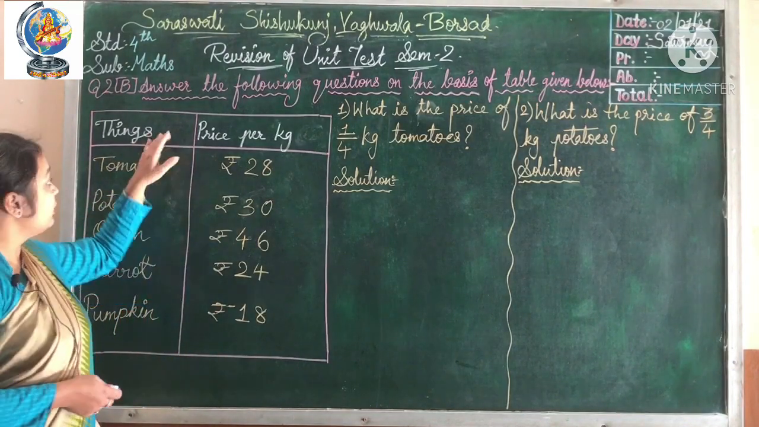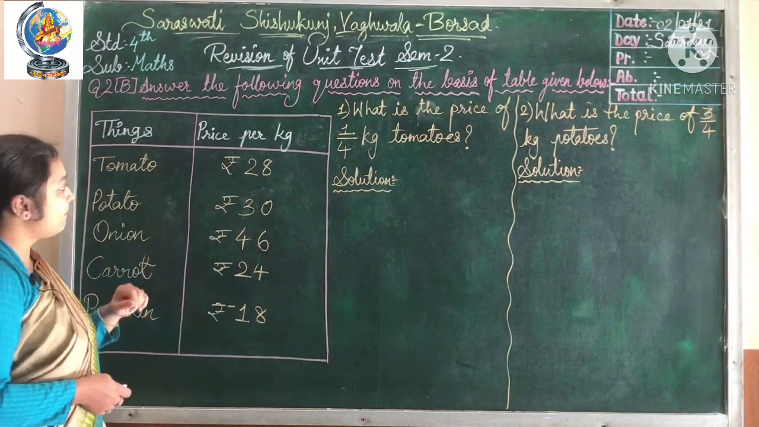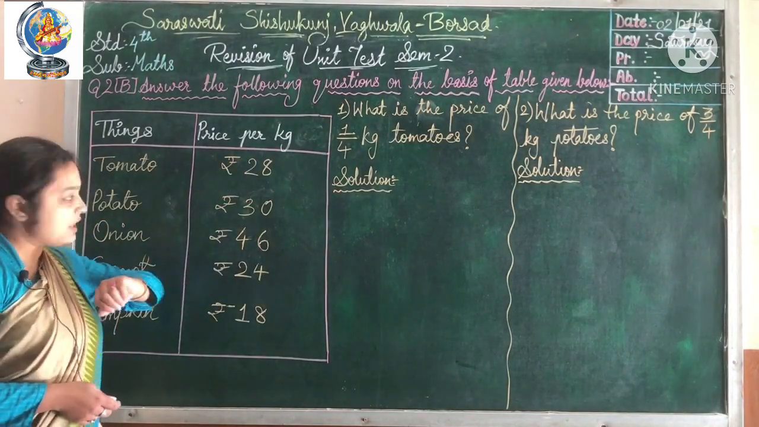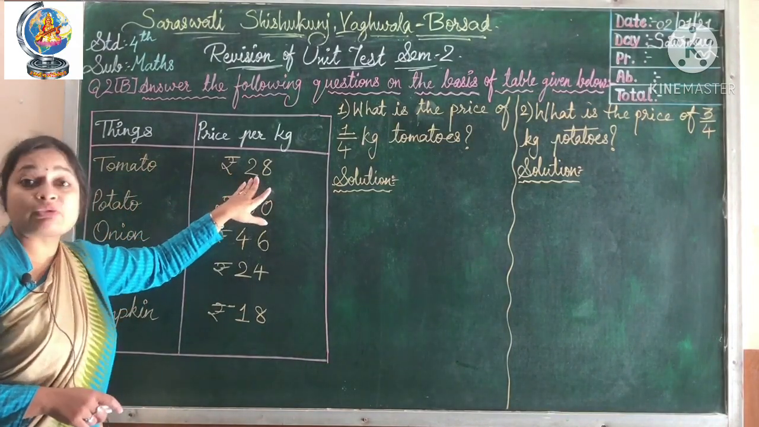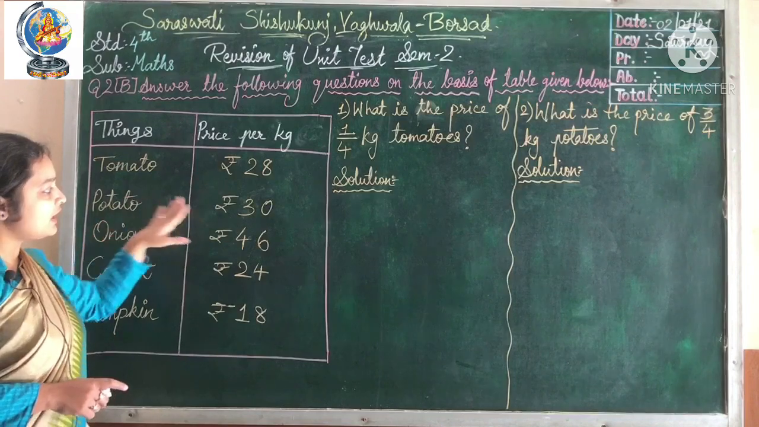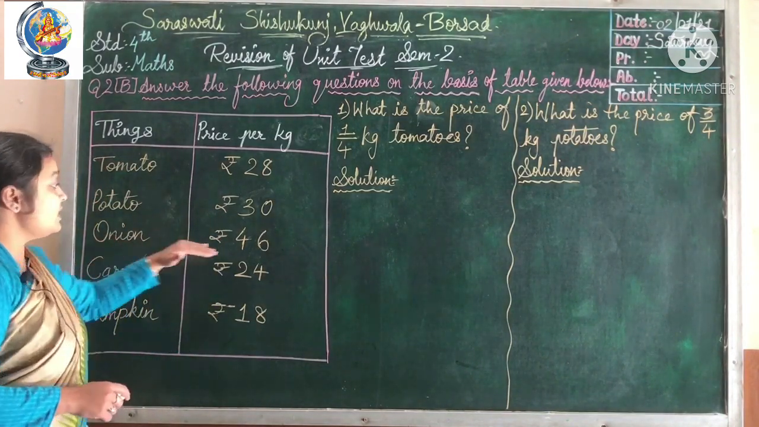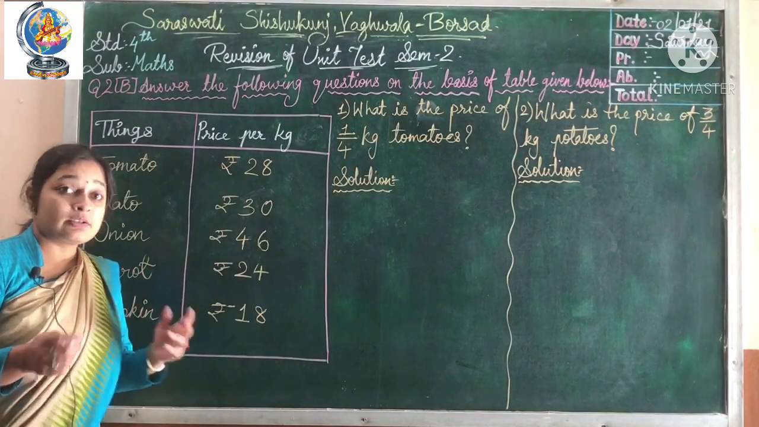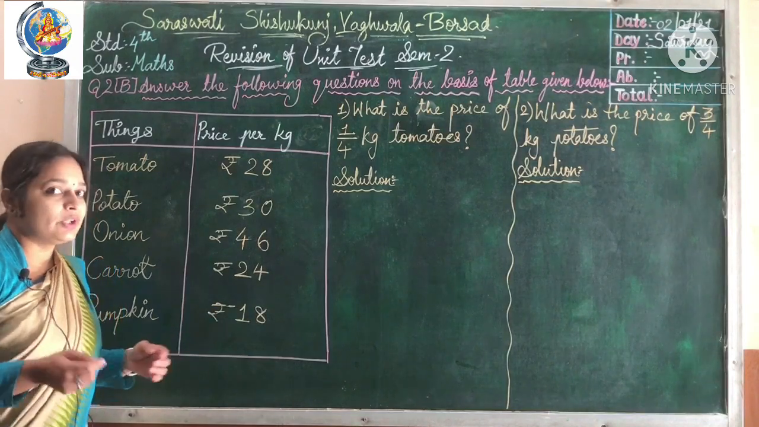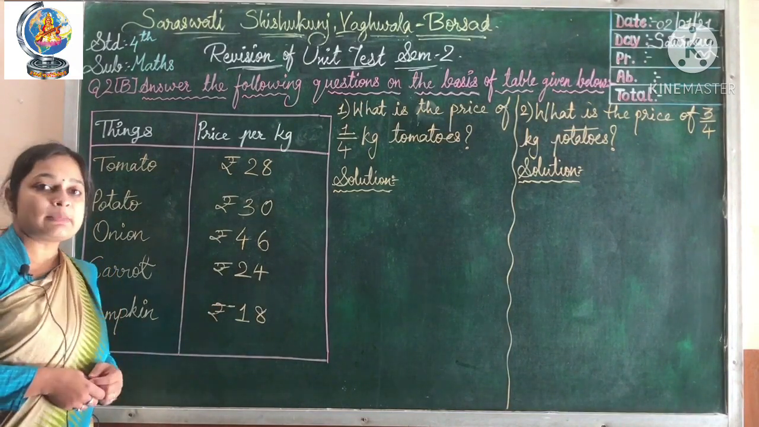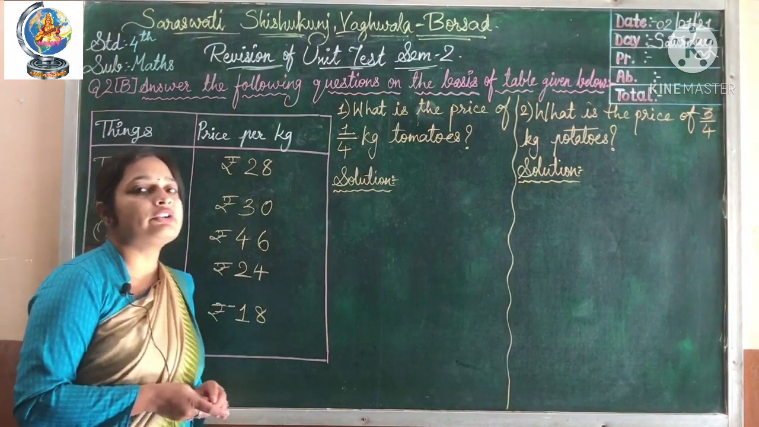Two columns are there, items, and on the other side price per kilogram. Here kg stands for kilogram, right? So tomato, what is the price of 1 kilogram tomato? Rupees 28. Then potato is there. Potatoes are 30 rupees per 1 kilogram. Onion is 46 rupees for 1 kilogram. Carrots are rupees 24 for 1 kilogram. And last is pumpkin at rupees 18, that also for 1 kilogram only.